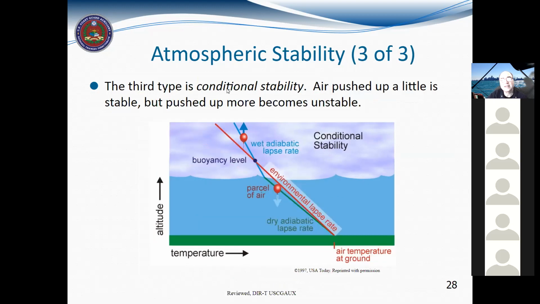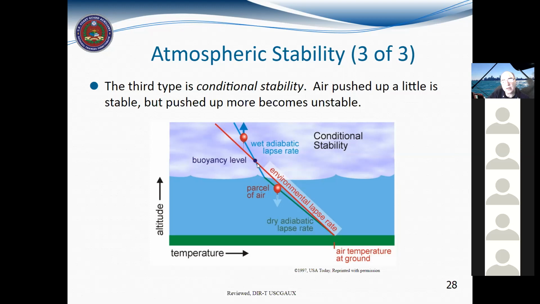The third type is conditional stability. Now the book actually messes this up a little bit, but here, with conditional stability, air is pushed up a little when it's stable, but as soon as it gets above that environmental lapse rate, boom, it just goes up like a rocket. So conditional stability is, at first it is stable, but then when it busts through this environmental lapse rate, it becomes warmer, and now the cloud is going to develop.